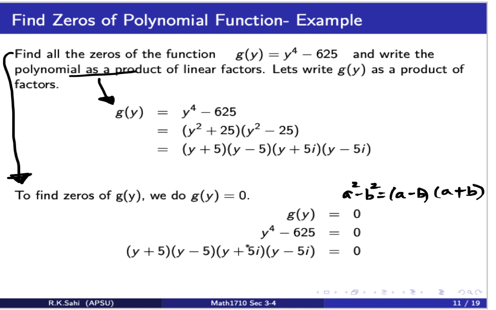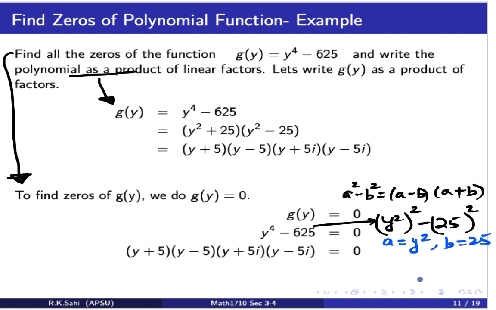So what do we have? y to the 4 minus 625. I can write this expression as it is written over here, but I'm going to show you more detail. So it's y squared squared, because y squared squared is y to the 4, and 625 is 25 squared. So we have a squared minus b squared. What is my a? If I match up with the formula, my a is y squared and my b is 25.